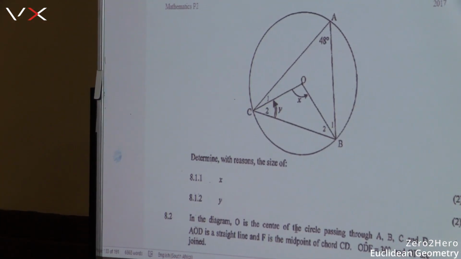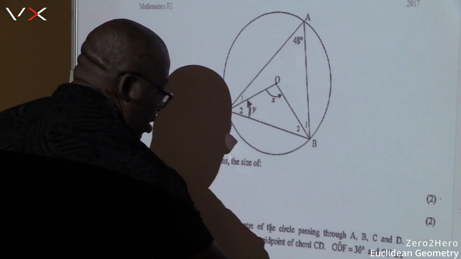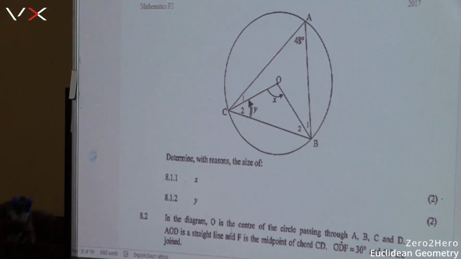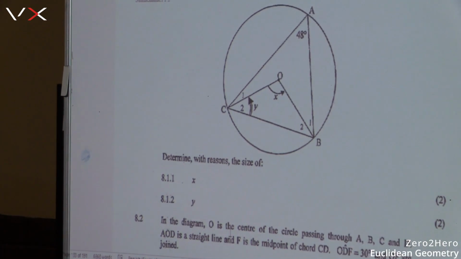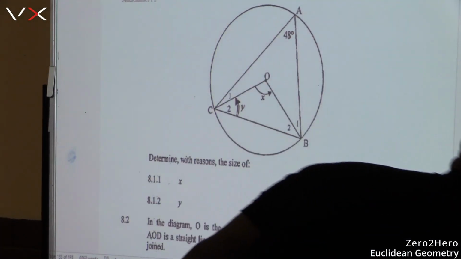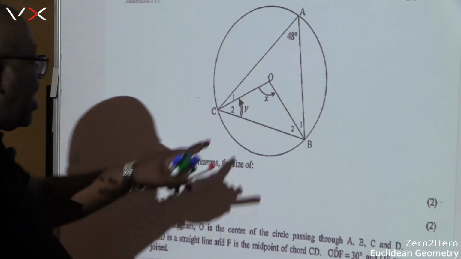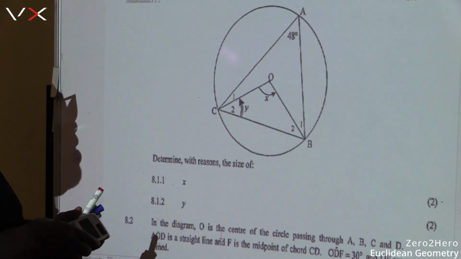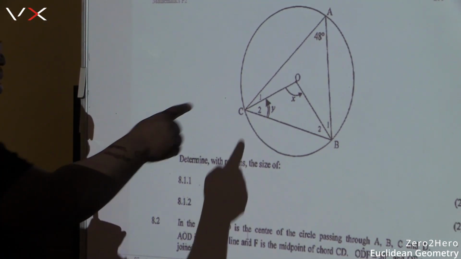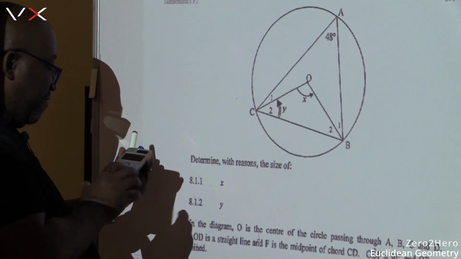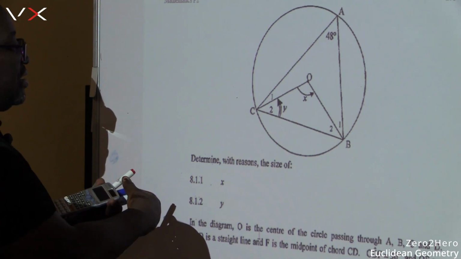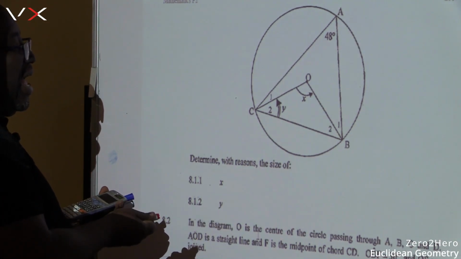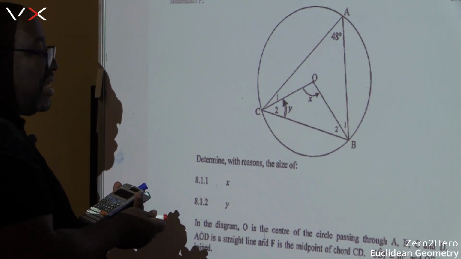Let's look at the questions. There are only 2 questions that I want us to do, and then take a break. Determine with reasons the size of angle X. Where is angle X? Angle X is at the center, but I'm given the angle at the circumference, and this one is 2 times bigger than that one. If that one is 48, I multiply that by 2 to find the value of angle X. So angle X will be equal to 96 degrees.